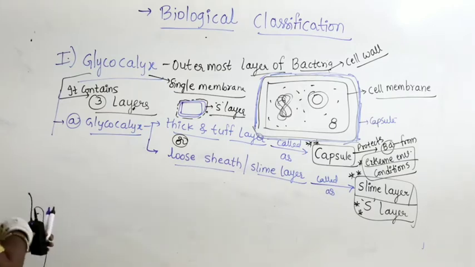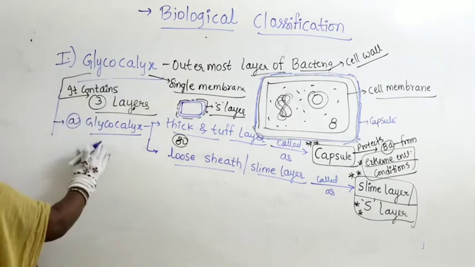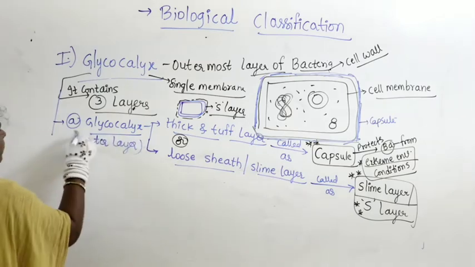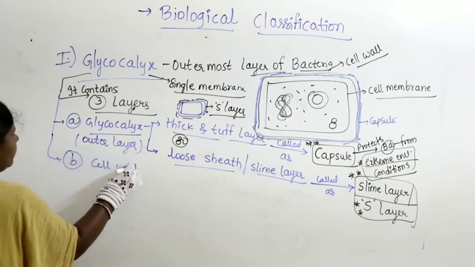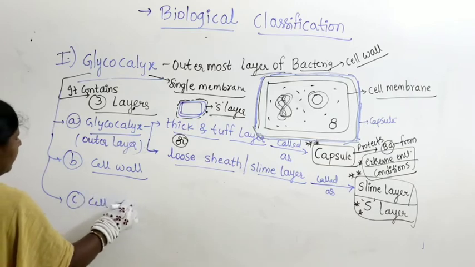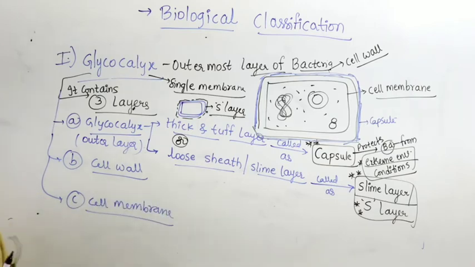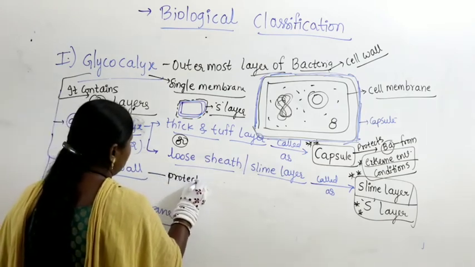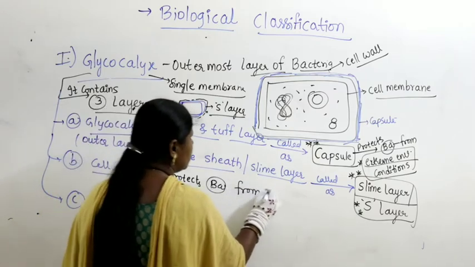The total layer itself is called Glycocalyx, and the outer layer is called Glycocalyx. Below this we find the cell wall, and below this the cell membrane. Here the cell wall protects the bacteria from bursting.